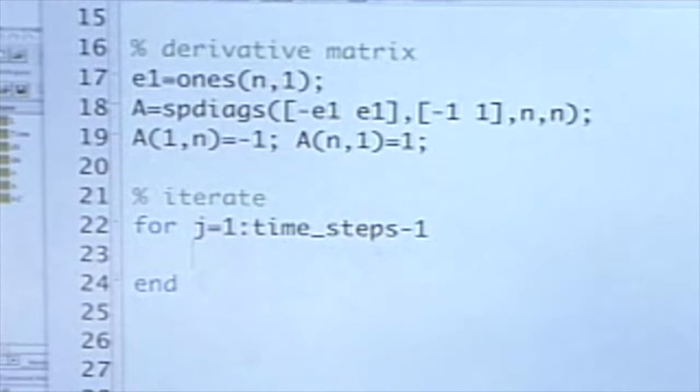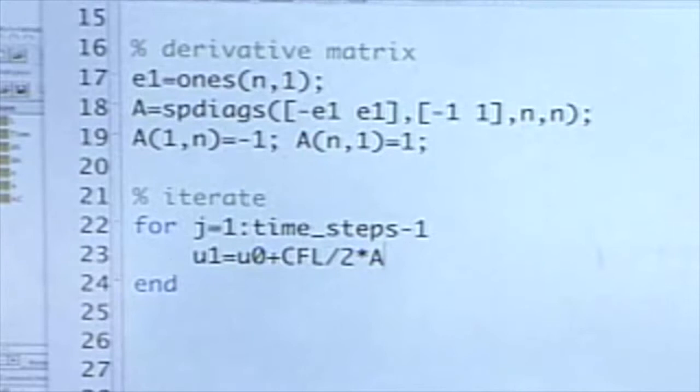So, all right. So here we go. Let's make up our little iteration routine. I'm coming in with some initial condition, U0, and I want the future. My future point is the current point plus the CFL condition, divided by 2, times A times U0. That's it. That's as easy as that procedure gets. Even Brittany could do that one. Okay?